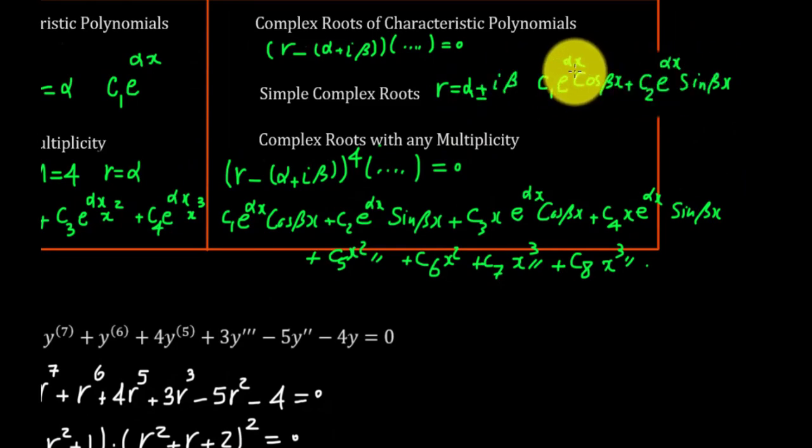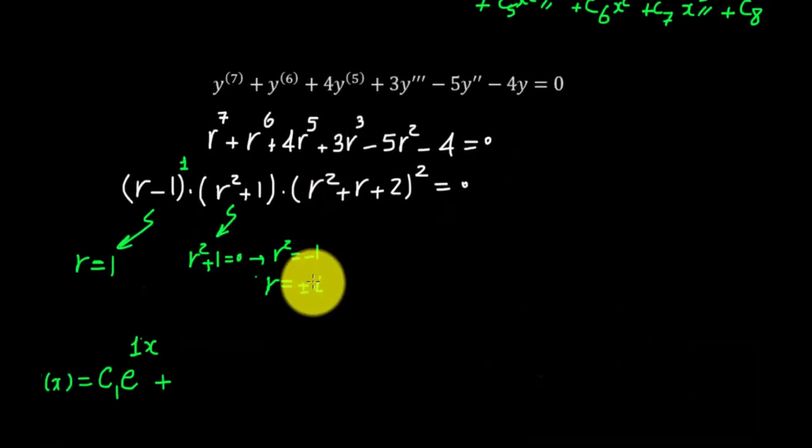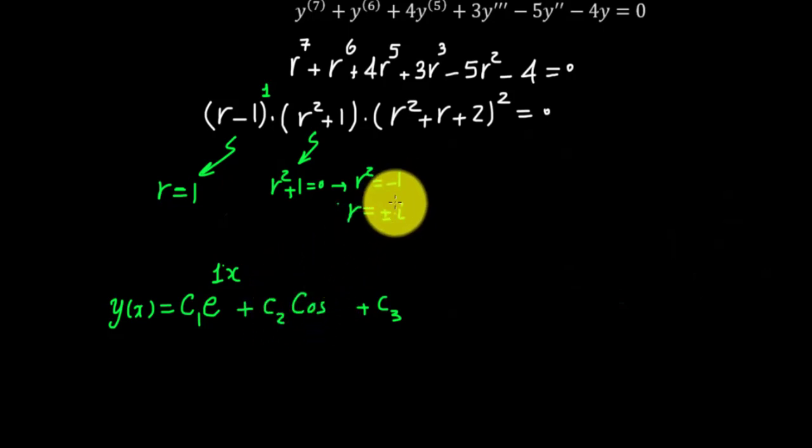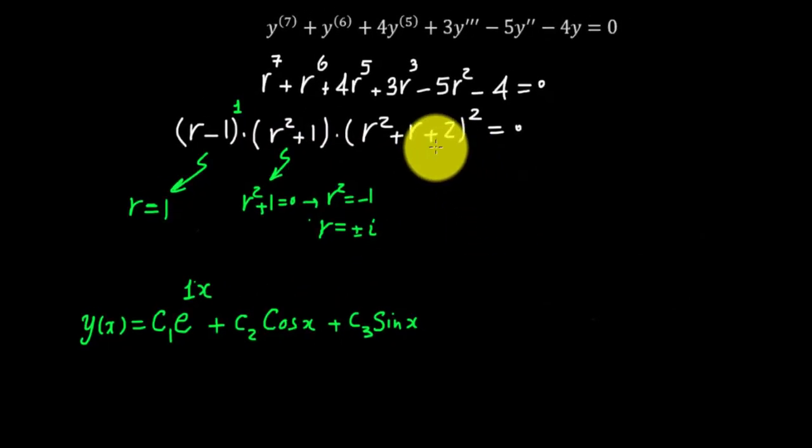So in this format, you would replace alpha with 0, so exponential terms cancel, and we only have cosine and sine of beta. In this case, beta is 1 because this is plus or minus 1i. So the second term and the third term will have cosine, exponential cancels because it is e to the 0, so it's cosine of the coefficient of i, which is 1, cosine of 1x, or just cosine of x, and sine of x. And that would conclude the second parenthesis.